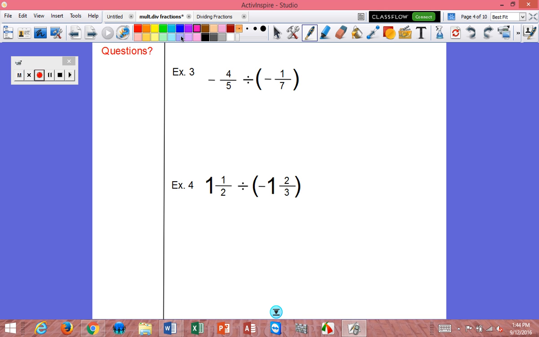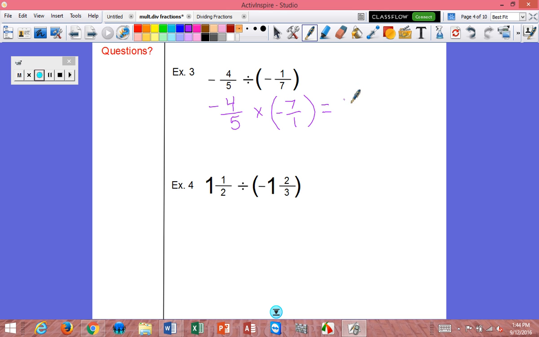All right, let's do some division problems. Example 3, we have -4/5 divided by -1/7. So remember, we are going to flip that second fraction, take the reciprocal of it, and then we're going to multiply. So I'm going to go ahead and rewrite the first fraction. I'm going to change this to multiplication. And then a -1/7, the reciprocal of that would be -7/1.